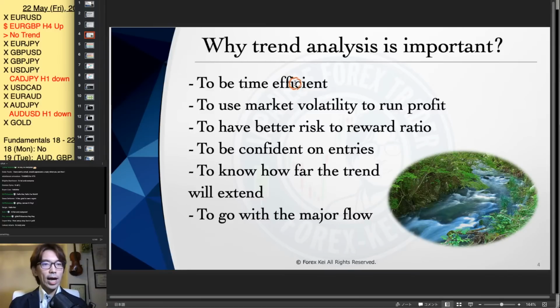And also, let's say you place a buy right now, and after you come back to the chart, after like 2 or 3 or 4 hours later, the price is not really going anywhere. That usually happens when the market is in the range. And to me, it's not really time efficient. So to be time efficient, we have to ride on the trend, and that's one reason why trend analysis is important.